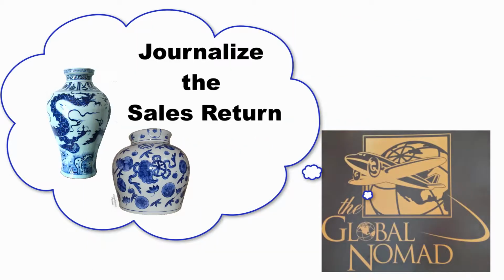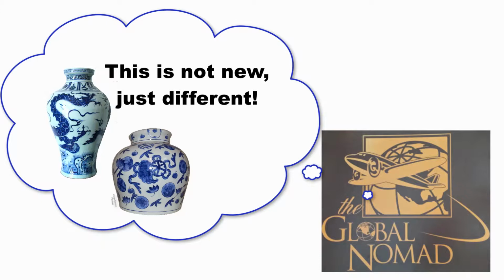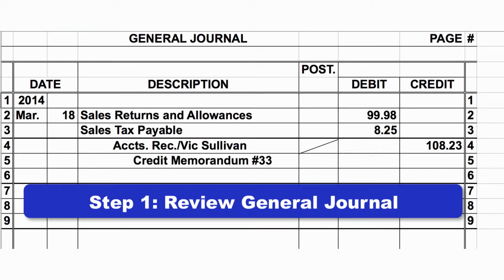Once you have journalized the sales return to the general journal, it's time to post that return to the appropriate general ledger. It's a lot like what you have done before with a few variations. Let's explore those differences now. First, let's review the general journal for this transaction.